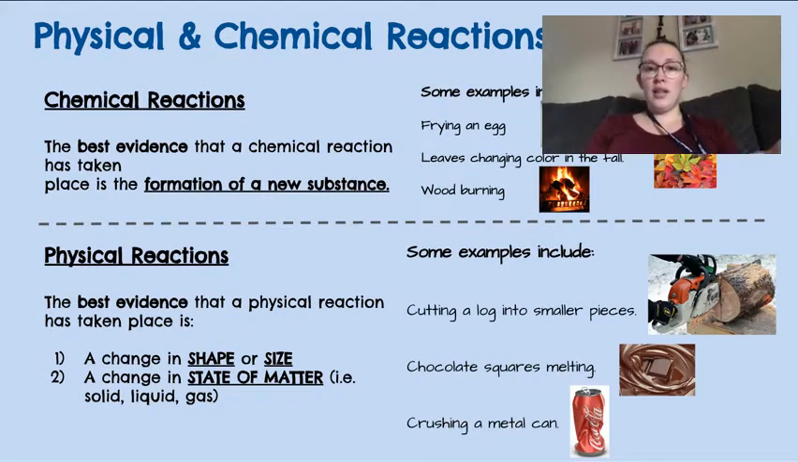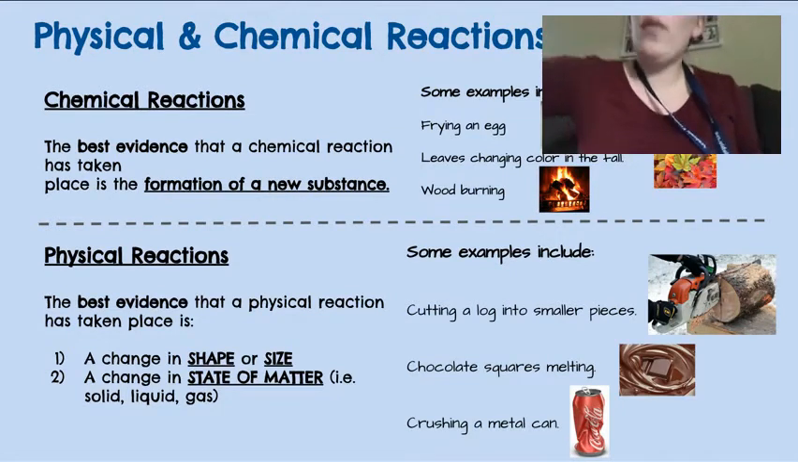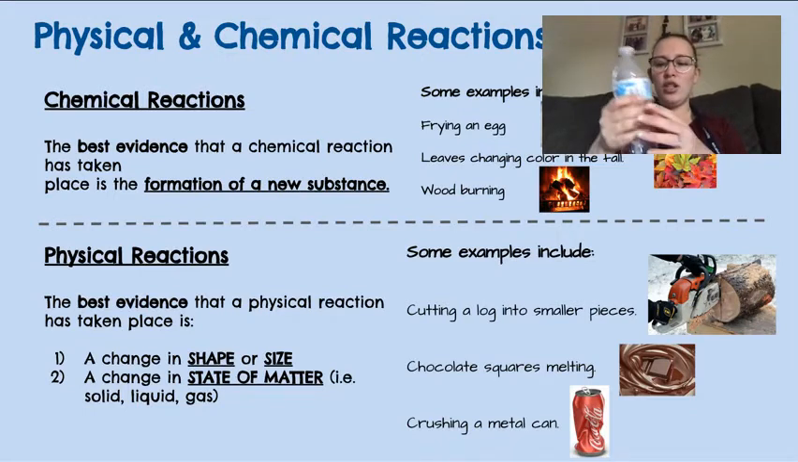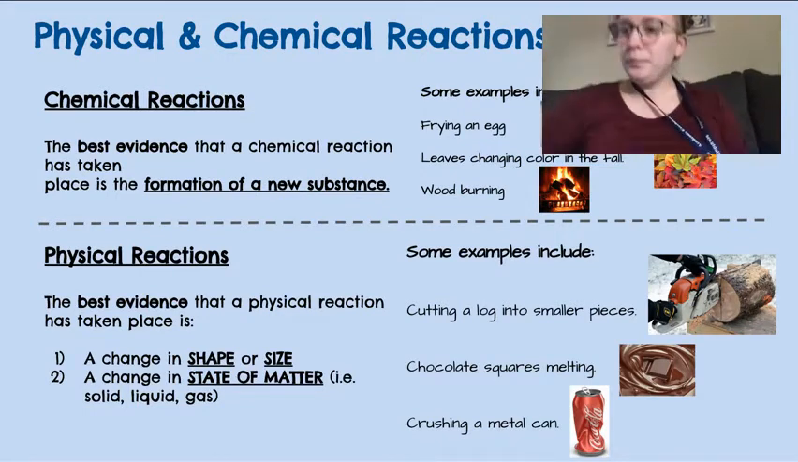We have chocolate that's melting. We have a little Hershey's, okay? It's still chocolate though. It didn't change its chemical structure. It's still chocolate, so it's a physical change. And then crushing a metal can. If we get a can, or let's say we have a water bottle, if I crush it, it's still a water bottle. I just changed its shape, okay?